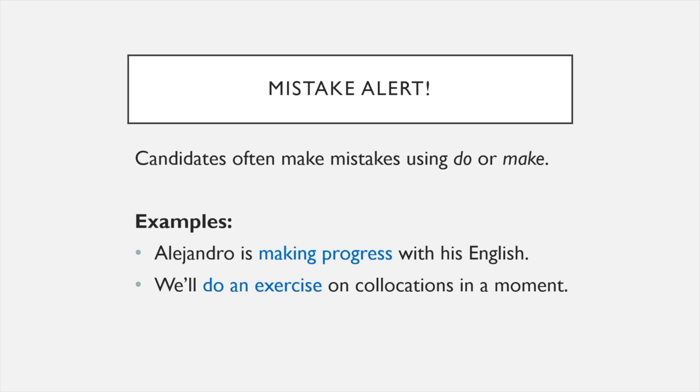Just remember that the basic meaning of make is about producing something. So for example, you make a meal, you make a plan. And the basic meaning of do is about performing an action. So you do a sport or you do your homework. There are obviously exceptions to this, but this is a good general guideline to follow.